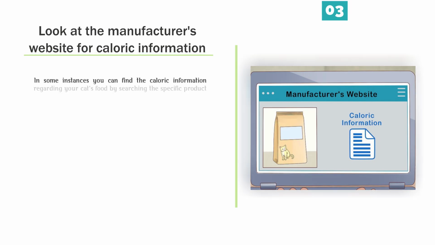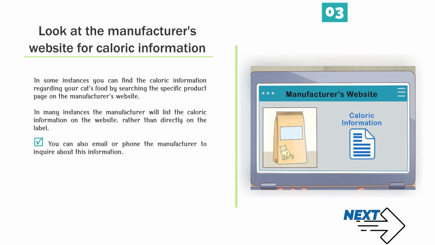Number 3. Look at the manufacturer's website for caloric information. In some instances you can find the caloric information regarding your cat's food by searching the specific product page on the manufacturer's website. In many instances the manufacturer will list the caloric information on the website, rather than directly on the label. You can also email or phone the manufacturer to inquire about this information.